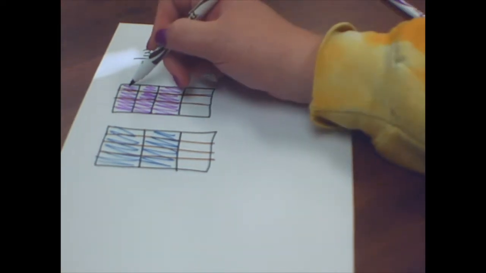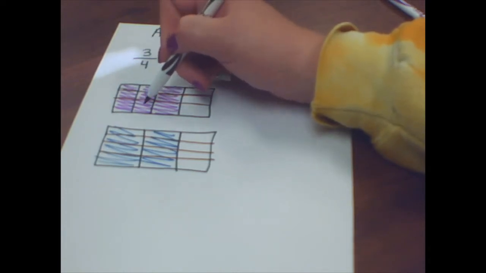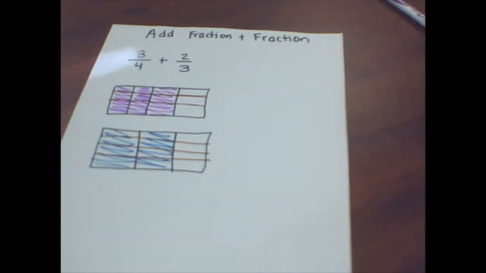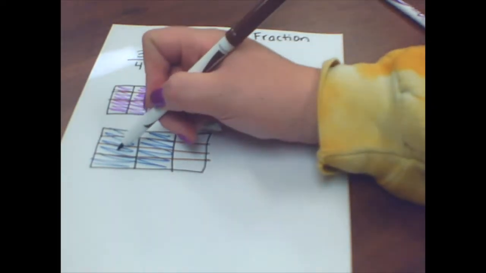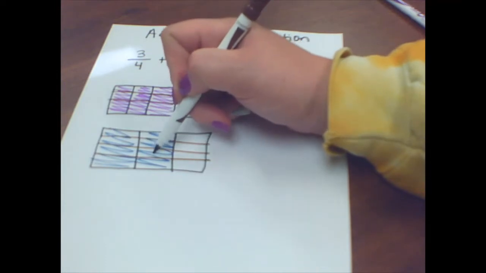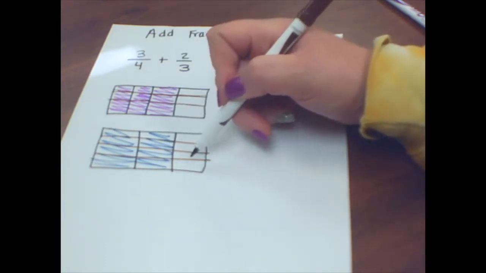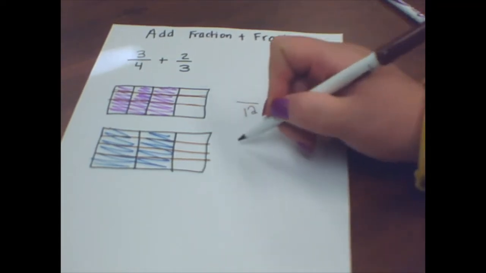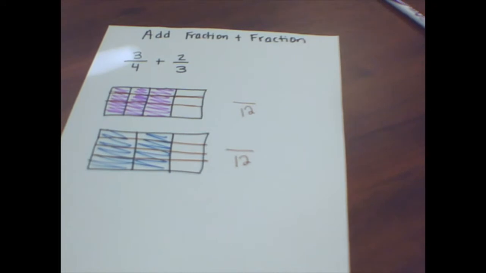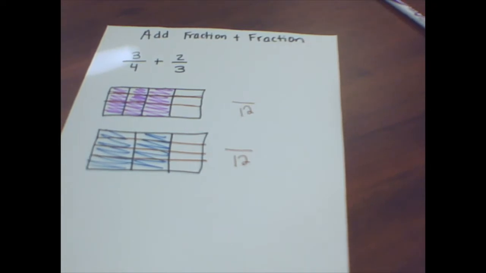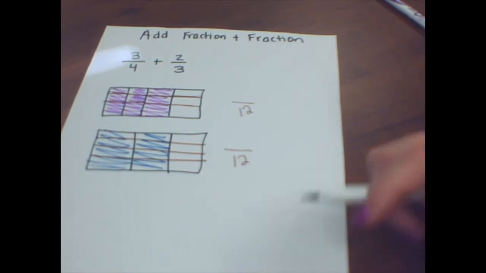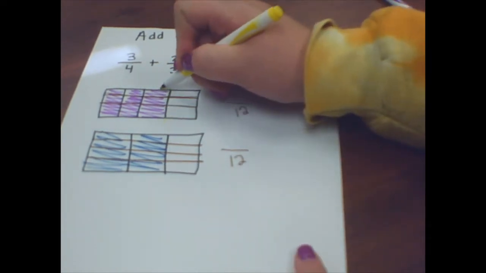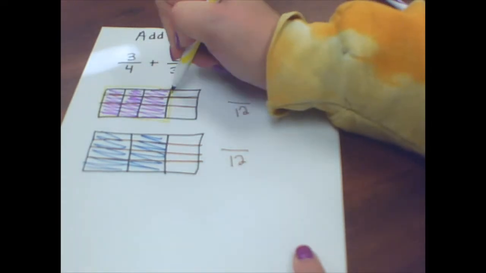So I should have the same amount of whole equal pieces here. Let's see what I have here. 1, 2, 3, 4, 5, 6, 7, 8, 9, 10, 11, 12. 12 should match down here too. 1, 2, 3, 4, 5, 6, 7, 8, 9, 10, 11, 12. Now my denominators are the same. My new denominator here is 12, and my new denominator here is 12. Now I can see what my numerator is. I'm only looking at the part that's highlighted.